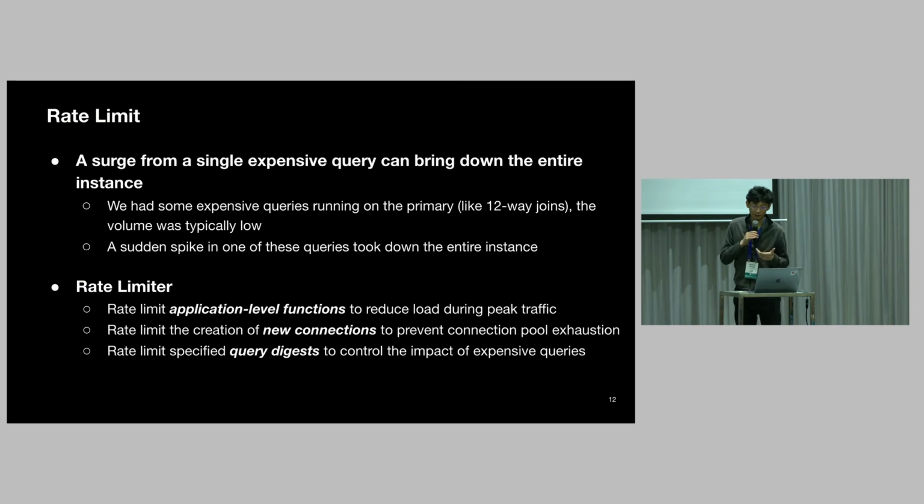That's why we set a read limiter in multiple places. We set a read limiter on the application level functions to reduce the load during peak traffic. We also limit the creation of new connections to prevent connection pool exhaustion, because sometimes we also see issues when Postgres is running out of connections. That's why we also set a limit on connections as well.